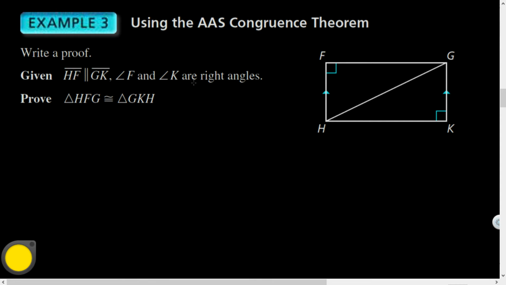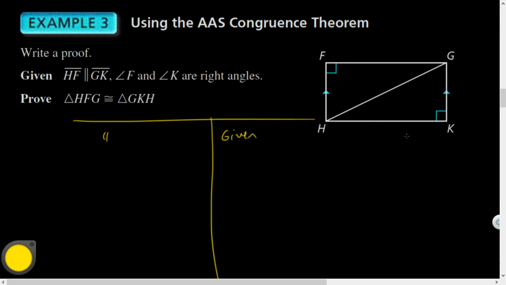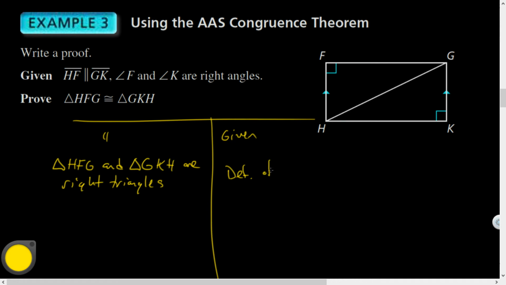Let's see. Write a proof. H is parallel to GK. I'm just going to write the givens. Everybody loves the givens. Angle F and angle K are right angles. Oh, it's one of these ones. That's why it's a little more work. So those are right angles. Therefore, triangle HFG and triangle GKH are right triangles. You guys agree? Why is that true? Definition of right triangles. Right triangles are ones that have right angles in them.